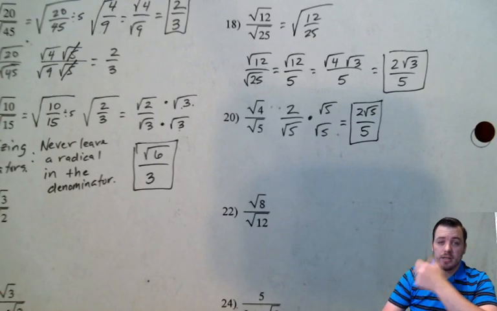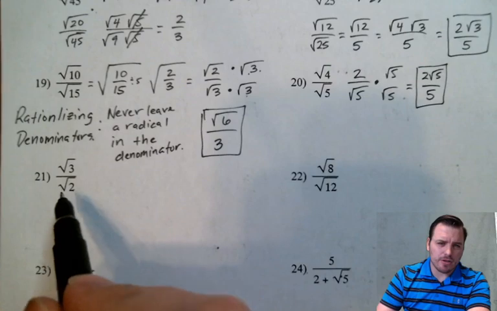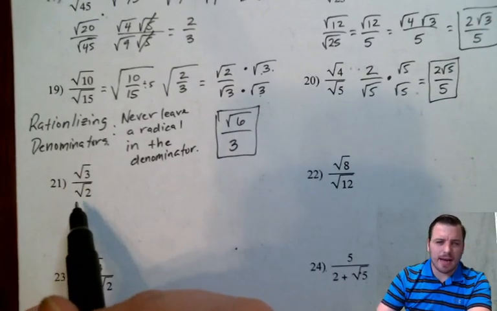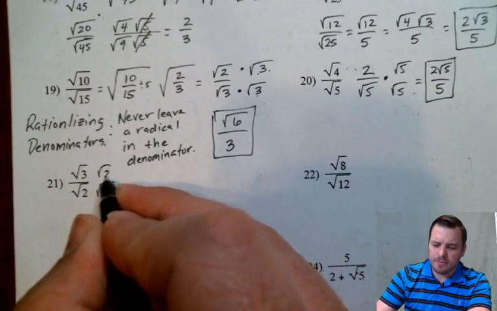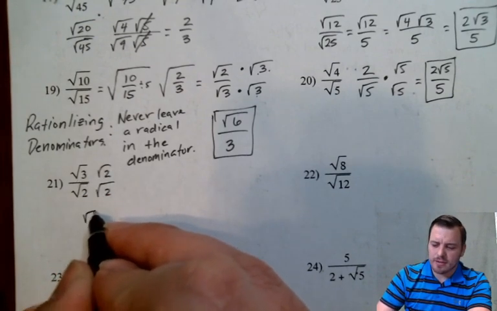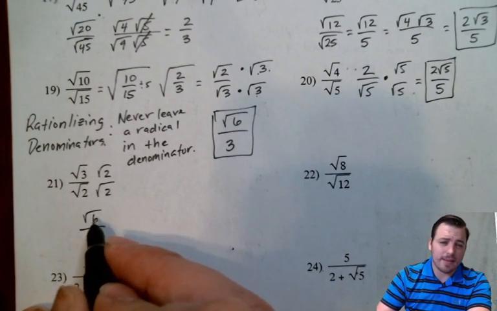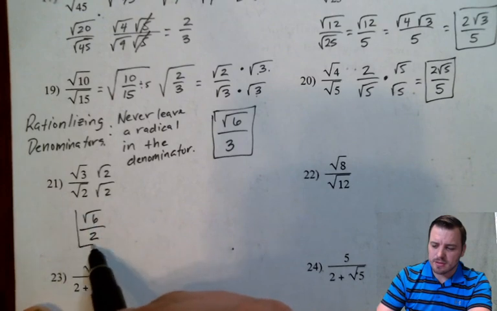Cool. All right. So let's jump down here to 21. So radical 3 over radical 2, neither one of them are perfect square roots. Neither one of them can be simplified, so I just need to get radical 2 out of the denominator. So I'll multiply top and bottom by radical 2. And radical 3 times radical 2 is radical 6. And then radical 2 times radical 2 is 2. And just like up here, that is not 3, because that's radical 6 over 2.